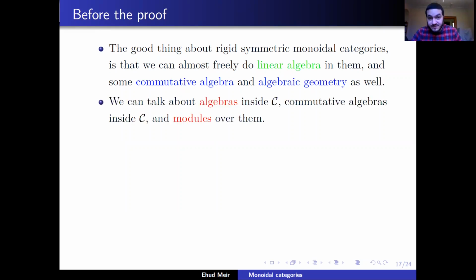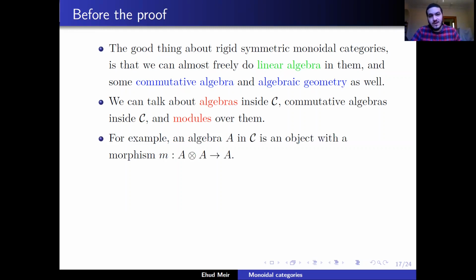Okay, so here's the thing. We can talk about algebras inside C, commutative algebras inside C, and also modules over them. For example, what is an algebra in this particular context? An algebra A in C is an object with a morphism M from A tensor A to A. This is the usual way that we define an algebra when we speak about, let's say, A being a vector space. Of course, if we want it to be associative, then we need to require some equality between compositions of morphisms, like M times (M tensor 1) is equal to M times (1 tensor M).